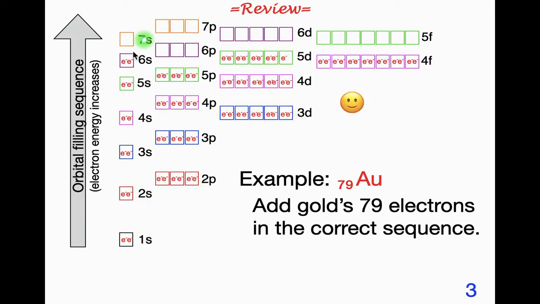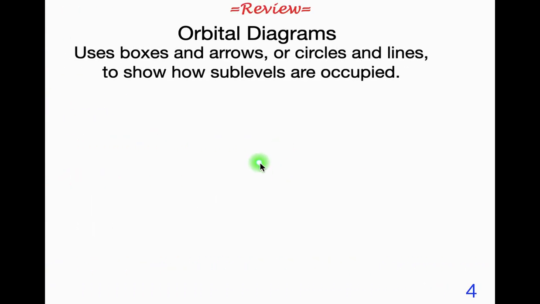Now, of course, this would be a very difficult thing to draw. A simpler way to do this is what's called an orbital diagram. So let's look at that. Orbital diagrams use boxes and arrows or circles and lines to show how sublevels are occupied. So it's just another way of representing what we just saw.